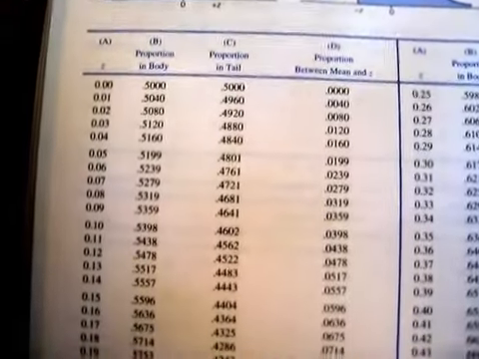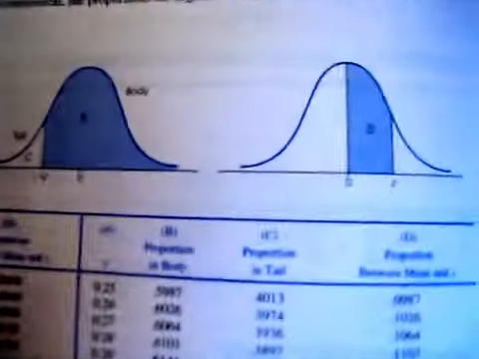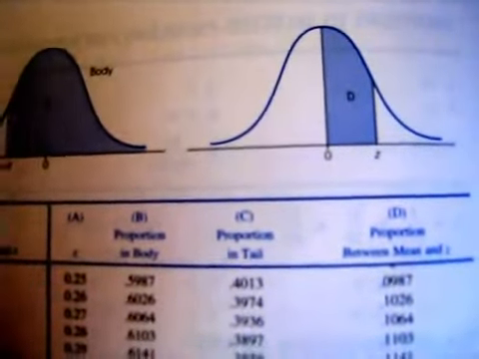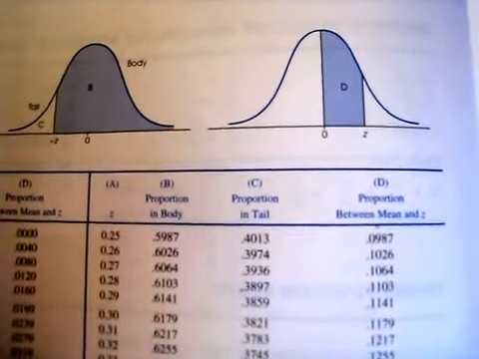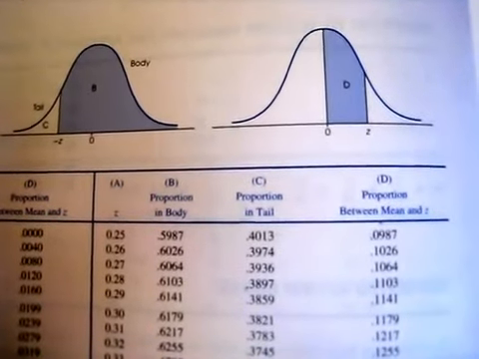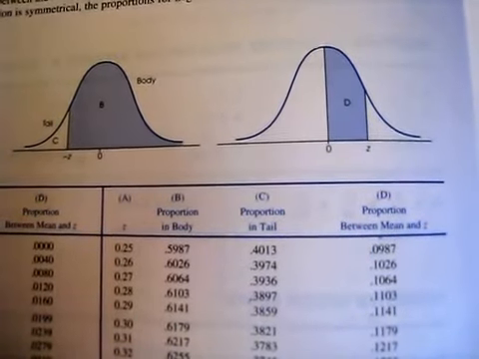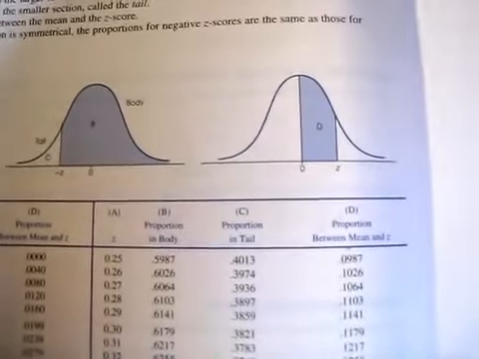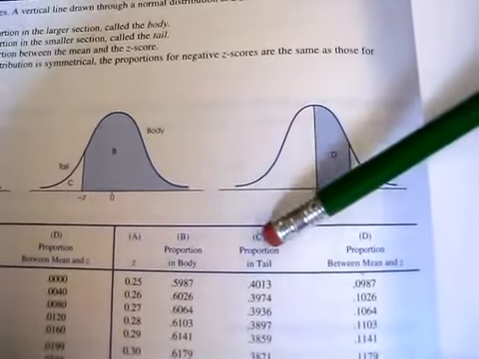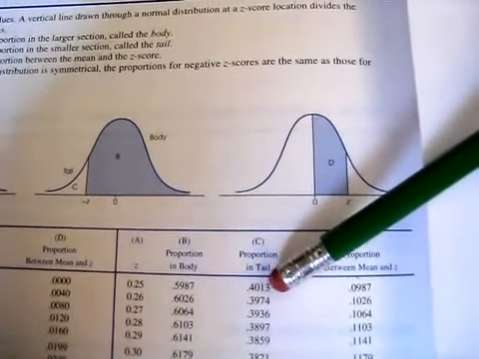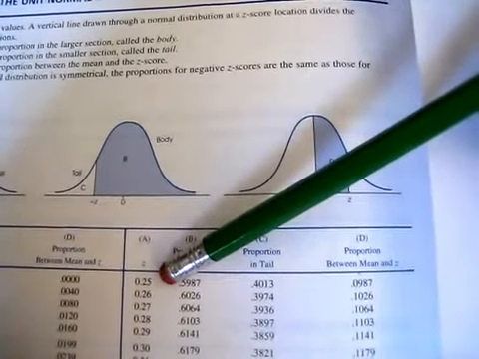If we start going down here, we notice the proportion in the body is getting higher and higher, but doesn't quite get to 0.6, so we come over to the second set of columns, and here we have 0.5987 proportion in the body. Next one is 0.6026. Either one would be fine. Let's take the 0.5987 because it's a little closer to 0.6. So that would give us a z-score of 0.25. Notice that we could have gone in this column looking in the proportion in the tail to get 0.40, 40%. That would have also given us the same z-score.